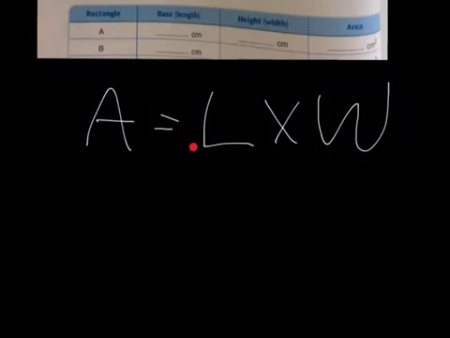The length is usually the longer part, the width is the shorter part, but it doesn't matter because 3 times 2 is 6, or 2 times 3 is 6. It doesn't matter what order you put the numbers in.